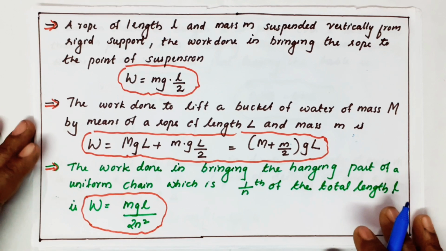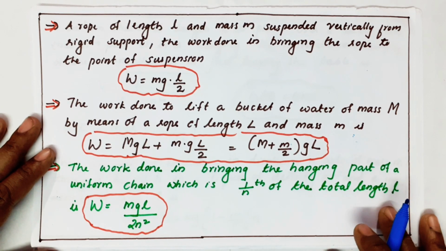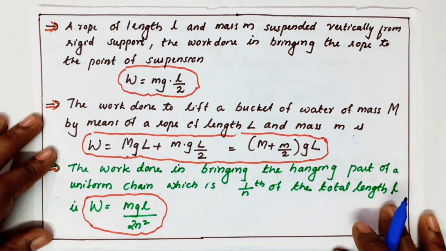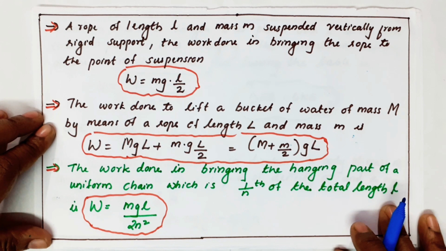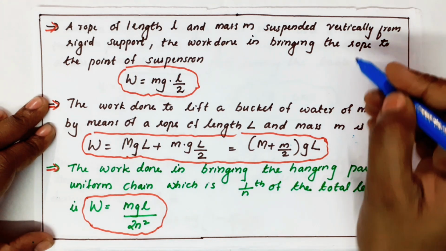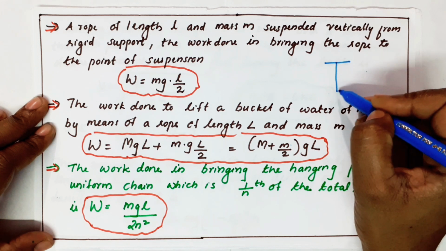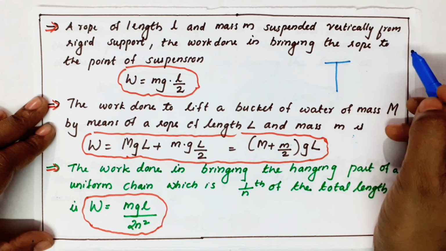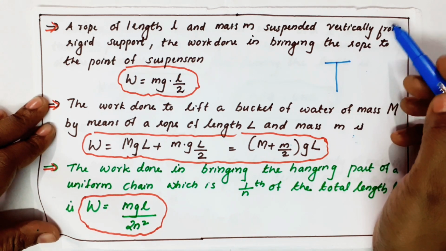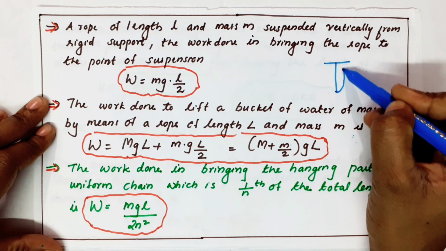Now another case. A rope of length L, mass m, is suspended vertically from a rigid support. The work done in bringing the rope to the point of suspension. So see here, there is a rope, it is like this. We need to take it up. Okay, suspended vertically from a rigid support. Work done in bringing this part up.